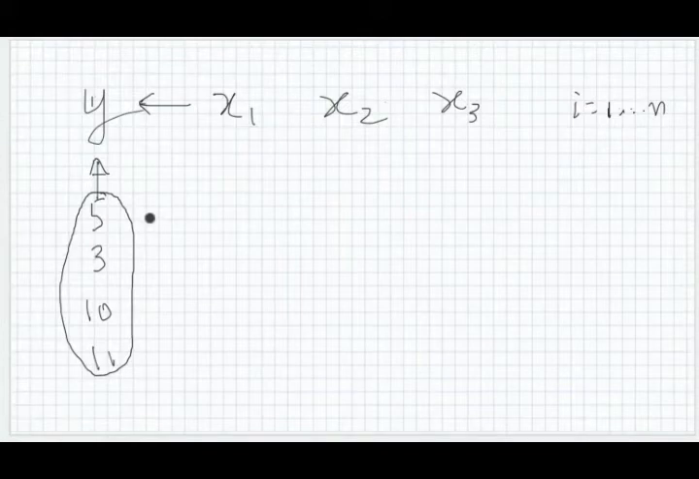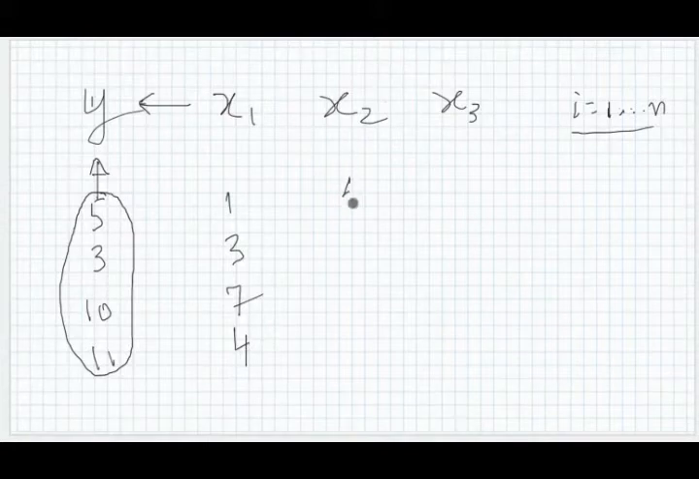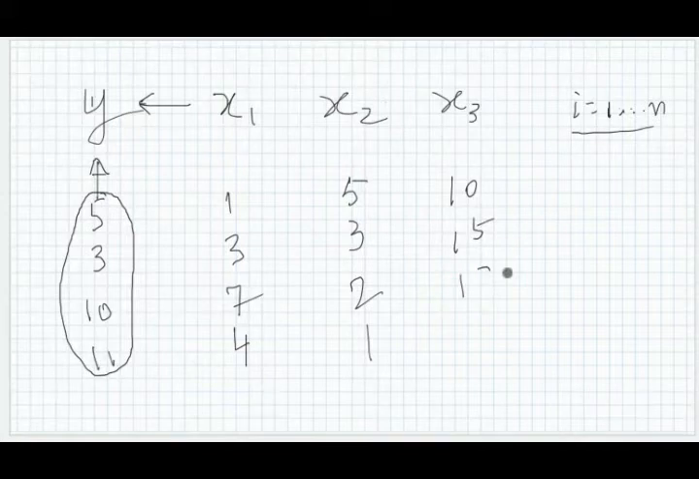varies across different observations. At the same time, x also varies. It's not that y is varying alone, x is also varying. For one it is 1, for another it is 3, then 7, for another one it is 4. x2 is also varying. Maybe 5, maybe 3, maybe 2, maybe 1. x3 also varies: 10, 15, 12, 10. So I'm looking at all these variables, and everything is changing. I'm collecting data from, in this case, n individuals, and when I'm collecting from n individuals, all of them vary.